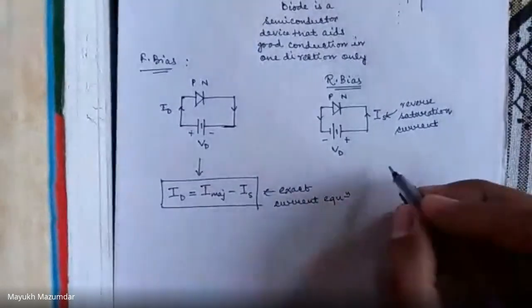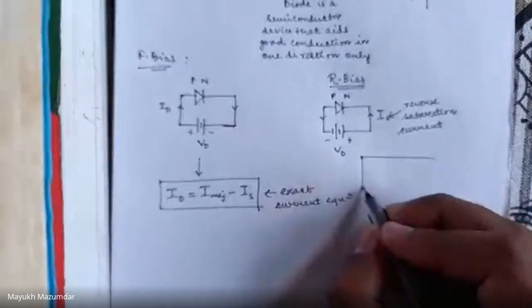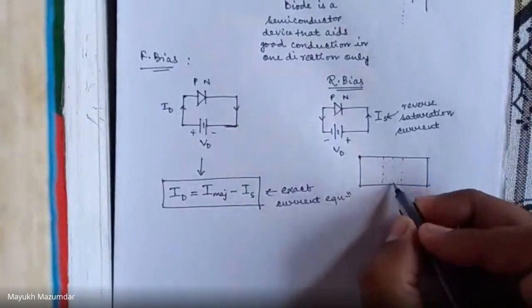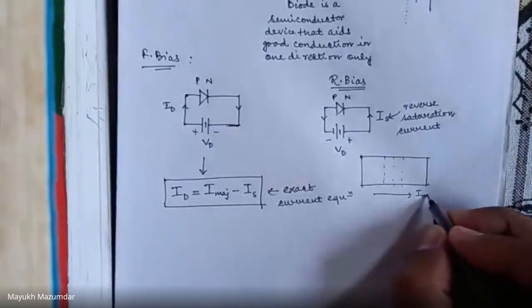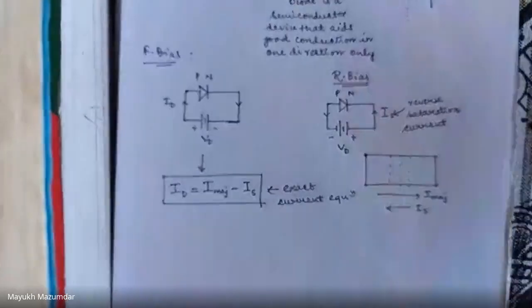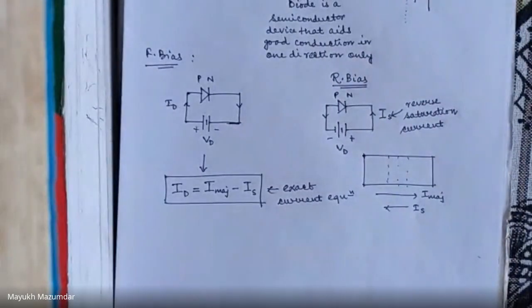Because when we studied how the depletion region was formed, there we saw that if majority carriers are going this way, then minority carriers are going the opposite way. I hope you all remember.